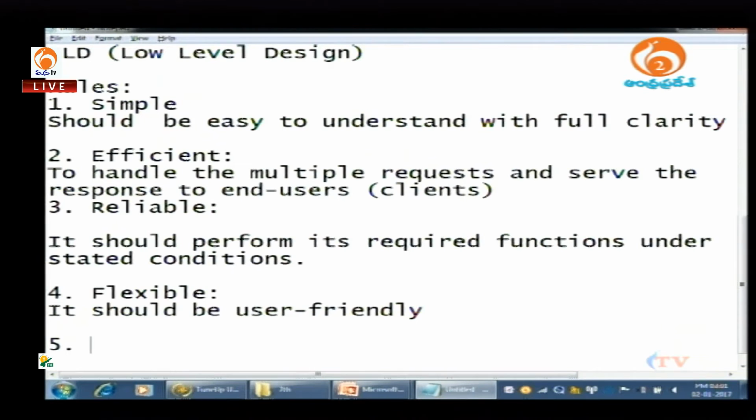Secured. Security should also be maintained.